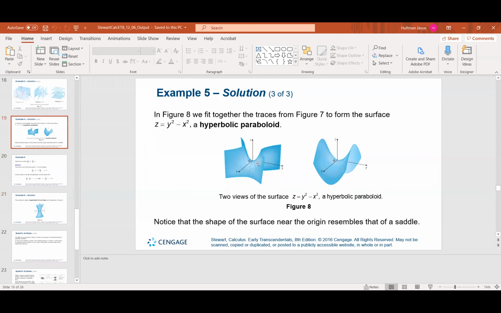And then you're like, well, that's my hyperbolic paraboloid. At 0, 0 here, at the origin, it's called the saddle point, because it looks like a saddle, like you put on a horse. The saddle point is where the concavity changes from concave down to concave up. So 0, 0, 0 is a saddle point.